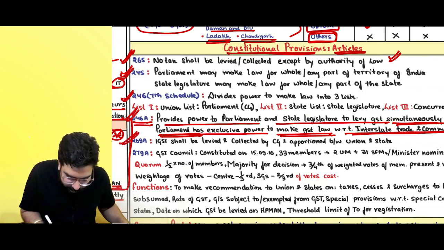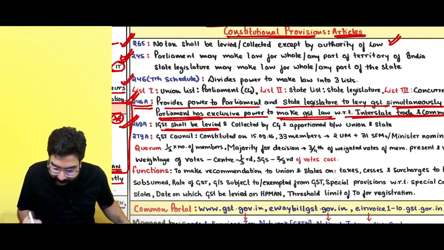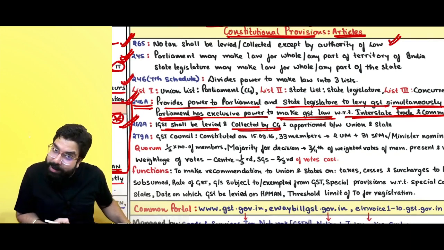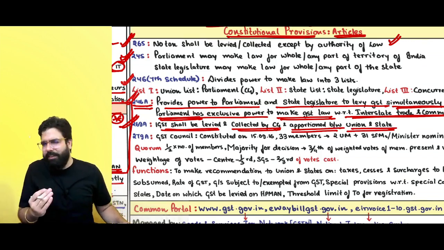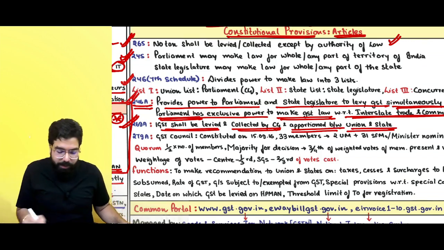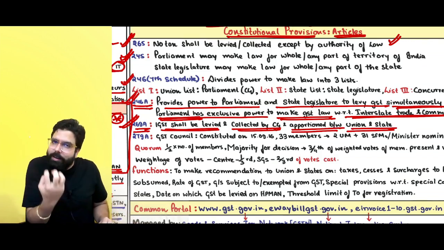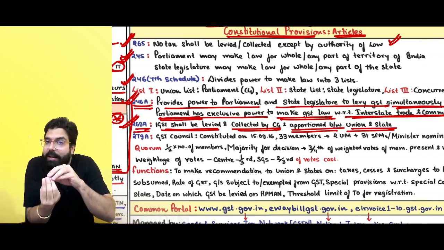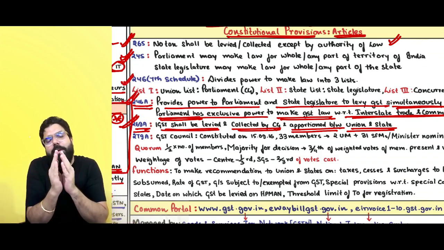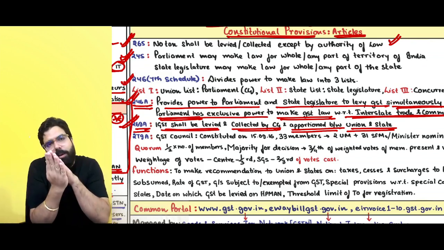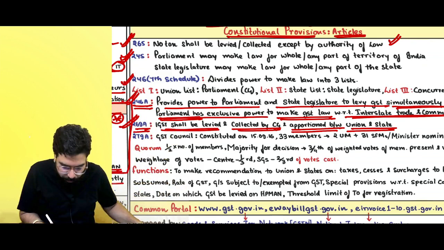Done, sir. Then we have Article 269A: IGST shall be levied and collected by the central government. It shall be apportioned between the union and the states. The same thing which I just told you. IGST will be collected by whom? It will be levied and collected by the central government. That IGST will be apportioned between the center and the state. Basically, 50% they will keep with themselves, and 50% will go to the state where the goods are ultimately consumed.